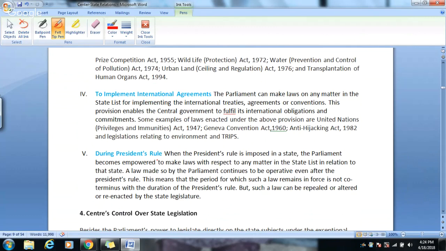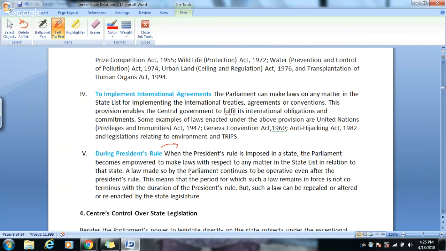And then during president's rule also, the parliament's legislation will be in the state field. So if the president's rule is imposed in a state, the parliament becomes empowered to make laws with respect to any matter in the state list in relation to that state. A law made by the parliament continues to be operative even after the president's rule. This means that the period for which such a law remains in force is not coterminous with the duration of the president's rule.